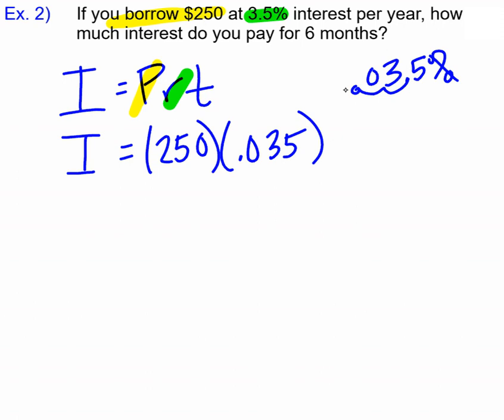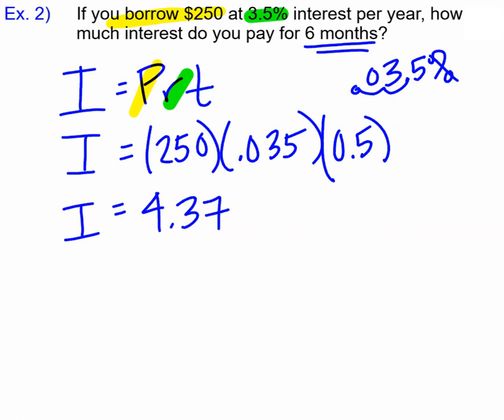My last thing is time. Time here is 6 months, so it's not going to be the number 6. This is a half of a year, 6 months out of 12 months. So 1/2 shown as a decimal is 0.5. Now I'm going to take my calculator and multiply 250 times 0.035 times 0.5, and I get 4.375.